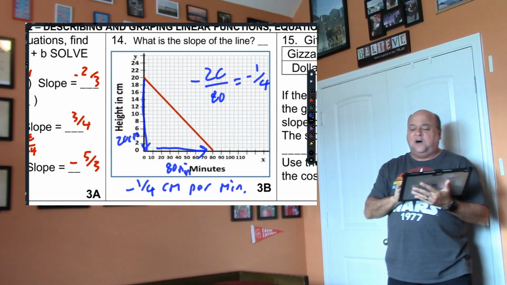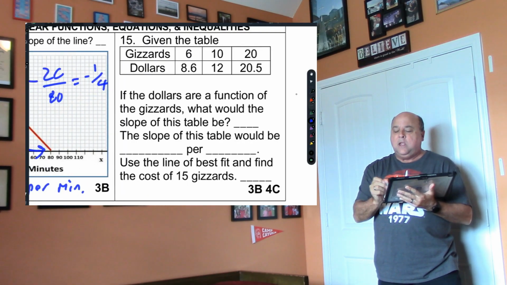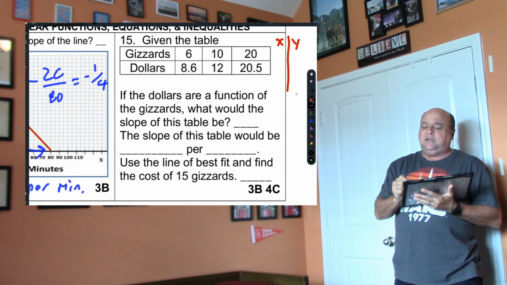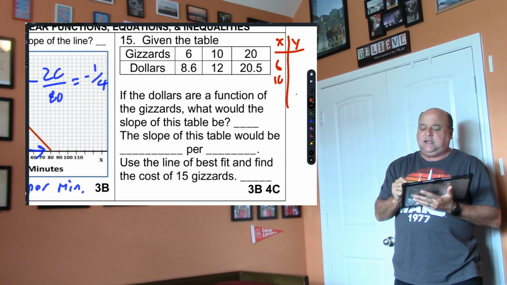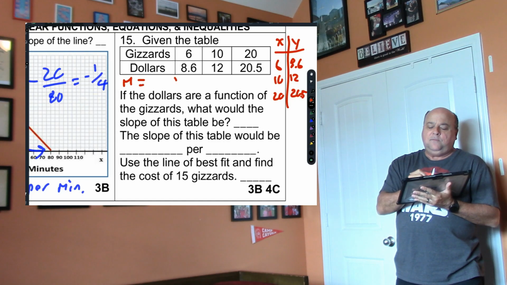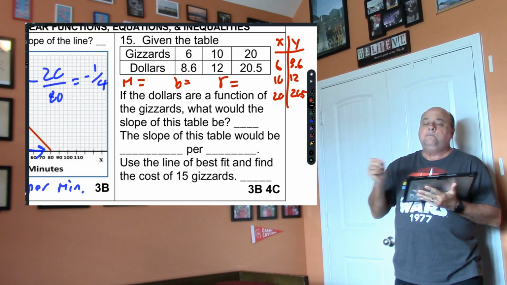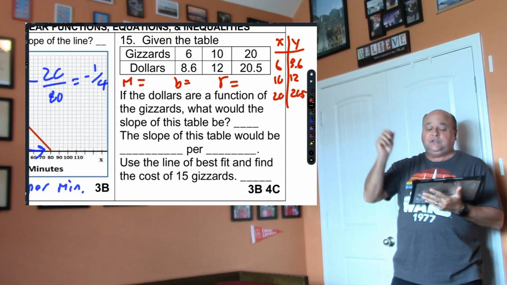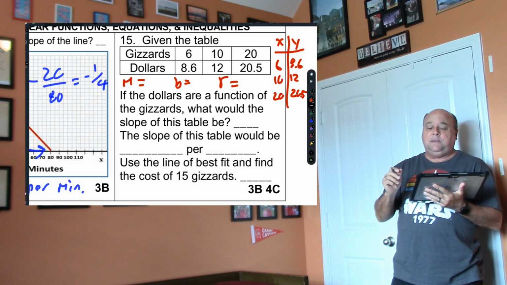Let's go to number 15. On number 15, I'm going to save some time here, but you would put this into a T-chart. 6, 10, 20, 8.6, 12, and 20.5. And then you would get the M, the B, and the R. Okay? Let's just put it into a table so we can get the M, B, and R.